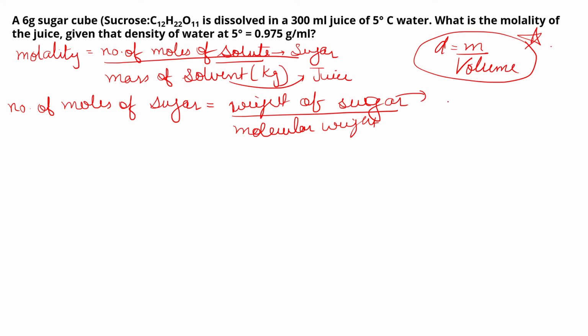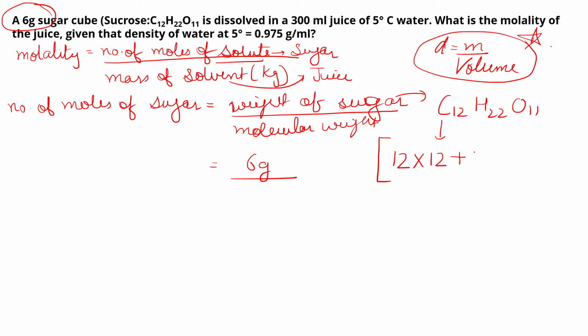Here they have given you the formula for sugar, that is C12H22O11. So weight of the sugar, what weight they have provided? They have provided 6 gram of sugar. Calculate the molecular weight. Carbon has a molecular weight of 12. So 12 into 12, plus 22 hydrogen atoms that have a molecular weight of 1, plus 11 atoms of oxygen that each has a molecular weight of 16. So calculate this value.